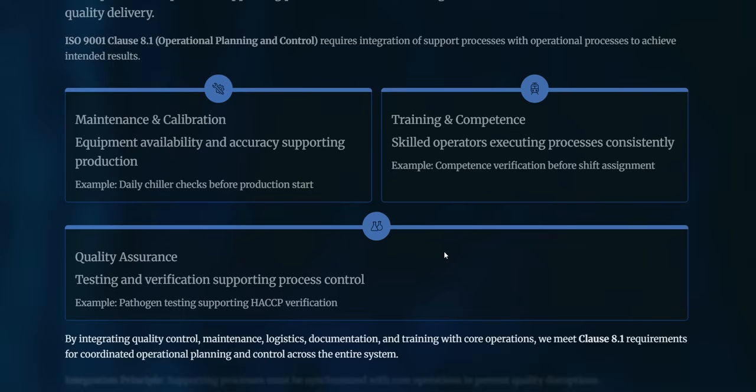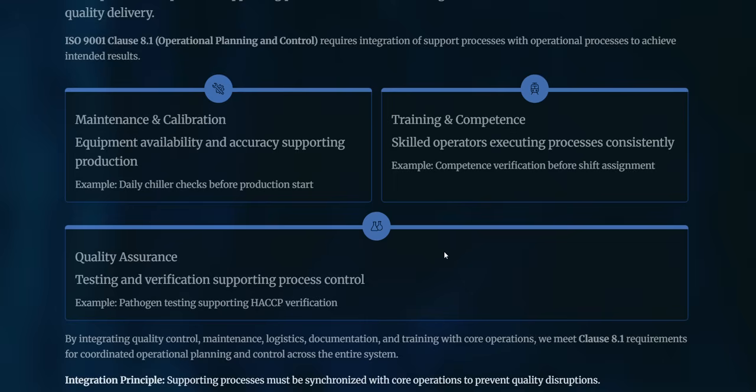By integrating quality control, maintenance, logistics, documentation, and training with core operations, we meet Clause 8.1 requirements for coordinated operational planning and control across the entire system. Integration principle here: supporting processes must be synchronized with core operations to prevent quality disruptions.